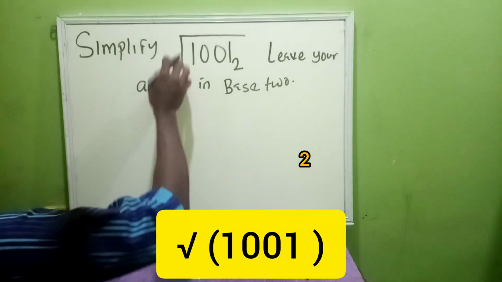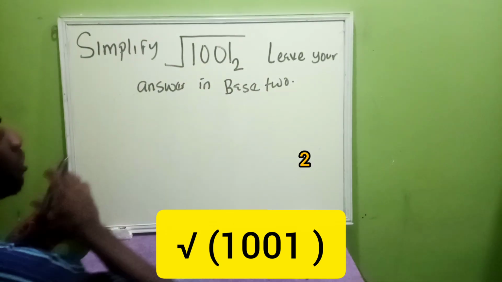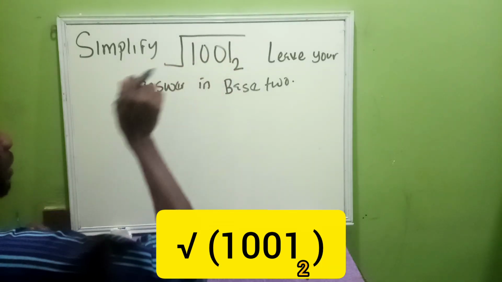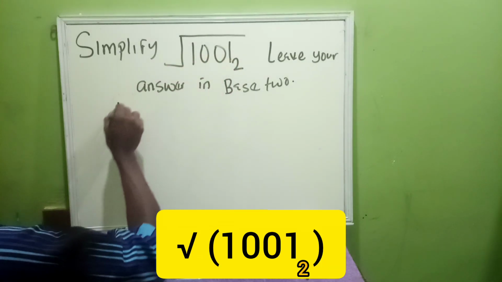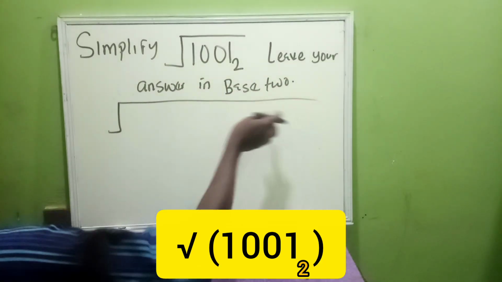We are asked to simplify the square root of 10001 in base 2, and leave our answer in base 2. This is binary numbers. All we are going to do first is convert this number inside the root into base 10.